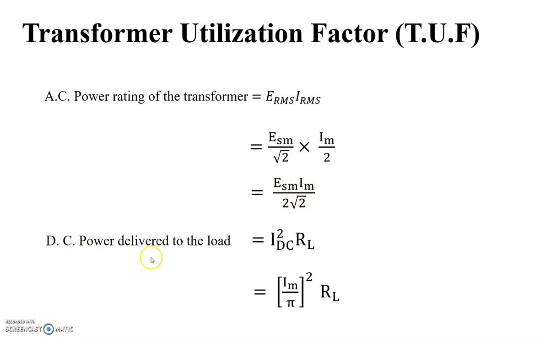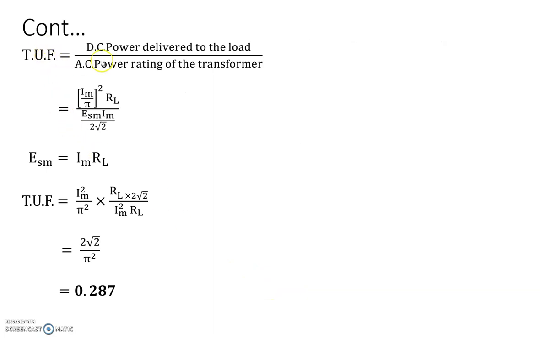What is the DC power delivered to the load? It is IDC square into RL. You substitute this IDC in terms of Im by pi and then find out the DC power delivered to the load. So find out these two parameters. You substitute them into this transformer utilization factor, that is, the DC power delivered to the load divided by the AC power rating of the transformer. Just substitute it and then find out the value.